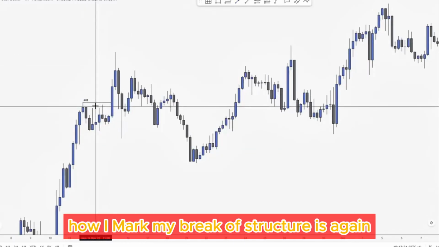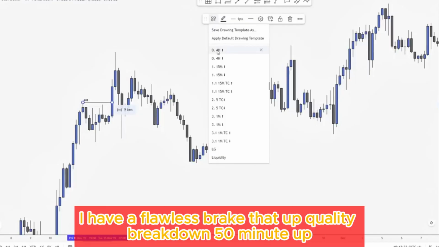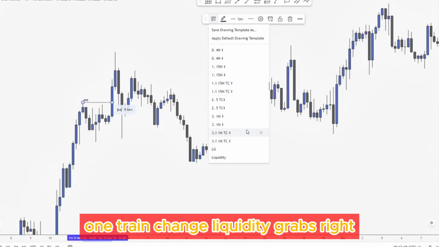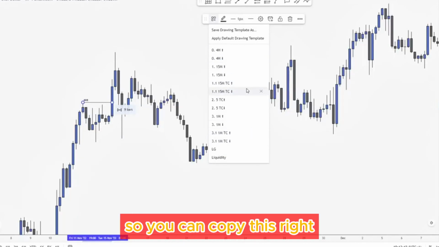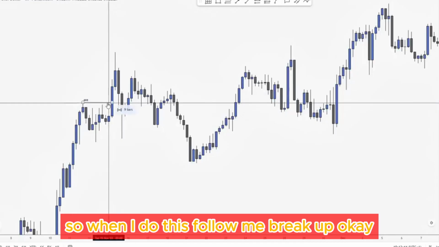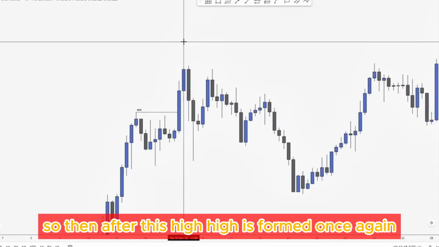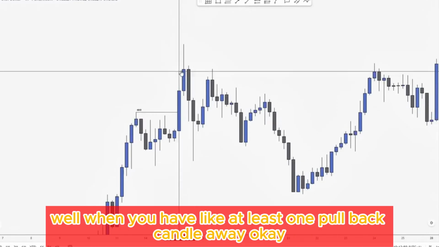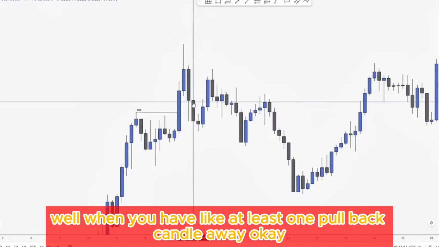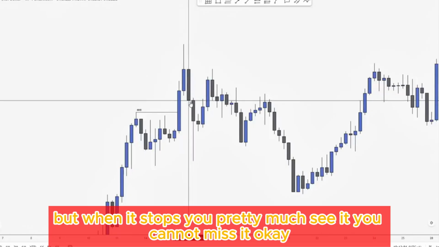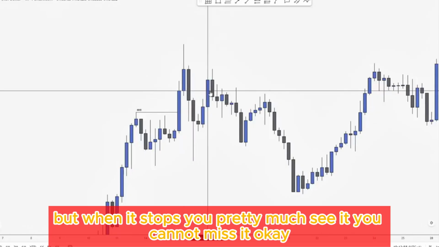How I mark my break of structure is, again, you can see here, I have a 4-hourly break up, 4-hourly break down, 15-minute up, 15-minute down, 15-minute trend change, 4-hour trend change, liquidity grabs, right? So you can copy this, right? So when I do this 4-hourly break up, okay? So then after this hard high is formed, once again, how do you know that a hard high is formed? Well, when you have at least one pullback candle away. If it keeps pushing, then it keeps pushing, but when it stops, you pretty much see it. You cannot miss it, okay?